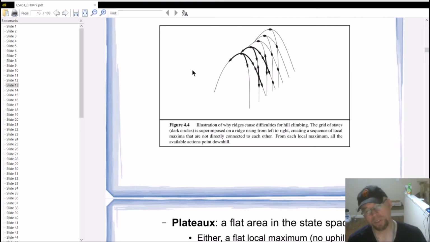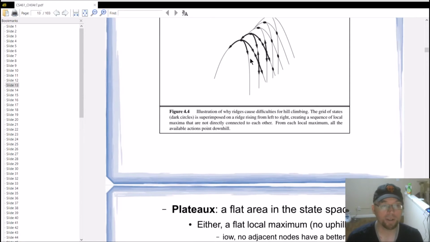Now let's talk about figure 4-4. This is basically telling you about ridges, and why ridges in the state space can be bad. You could get stuck within a particular portion of the state space, maybe at the top of this ridge, while further on in the state space you have a global maximum, but you're stuck at this local maximum. Or maybe you're stuck here in your search, but which direction do you go? Maybe these two states have the same value. Which one do you go to? You'd have to flip a coin.